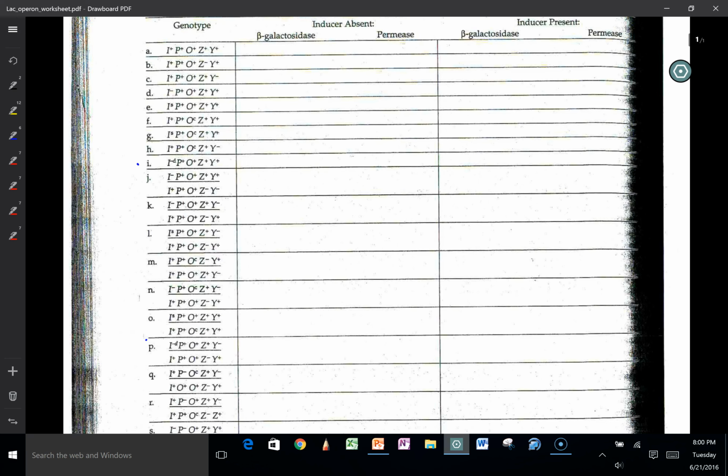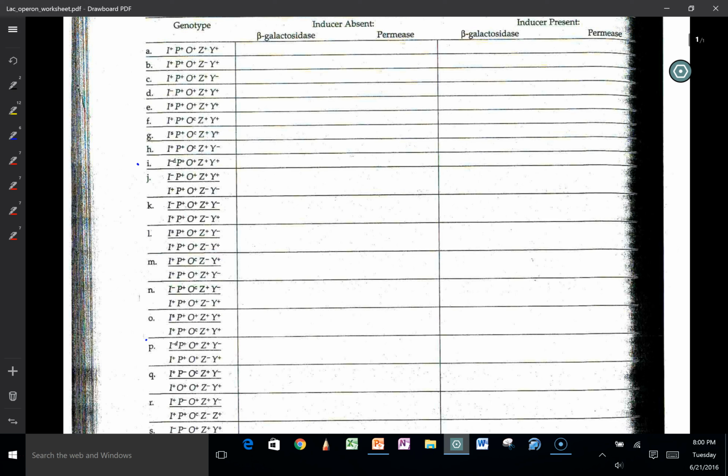Now we're going to go back and look at some of these mutants, and this is how they figured out that the lac operon had all these different elements. So the I, the P, the O, the Z, the Y, the A, they figured that out by making mutants and seeing what happens.